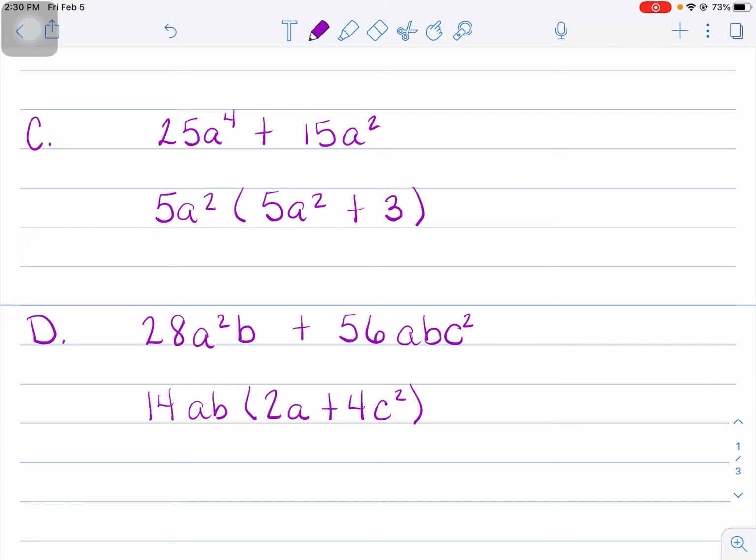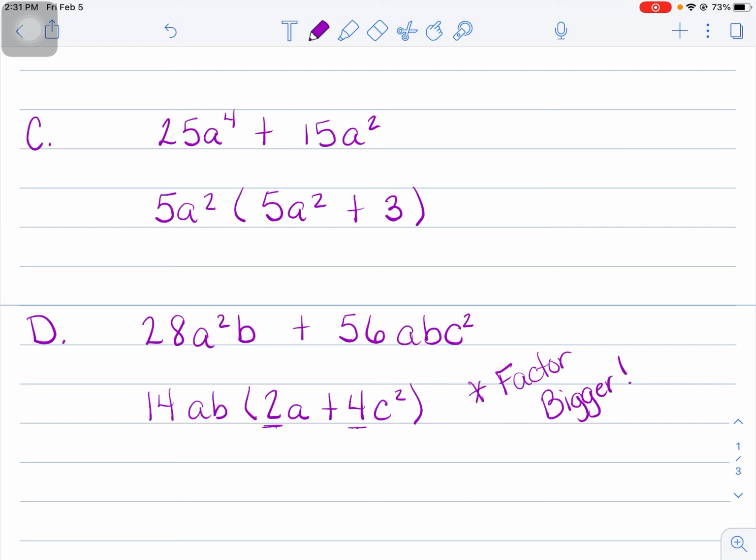So notice when I pulled out 14ab, I ended up with 2a and 4c squared inside my parentheses. Well, 2 and 4 share another common factor. I can pull out more. So I did this to show you always want to check to make sure that you factor completely. So this one, I'll make a note for ourselves that we need to factor bigger here.